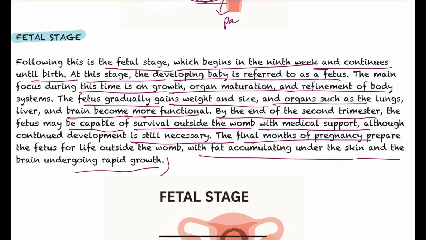So in the embryonic stage all the body parts and organs just develop, and in this fetal stage they become more mature and functional without the help of the mother. After birth the fetus has to do all these functions on its own. At that time the mother's placenta won't work, that's why.